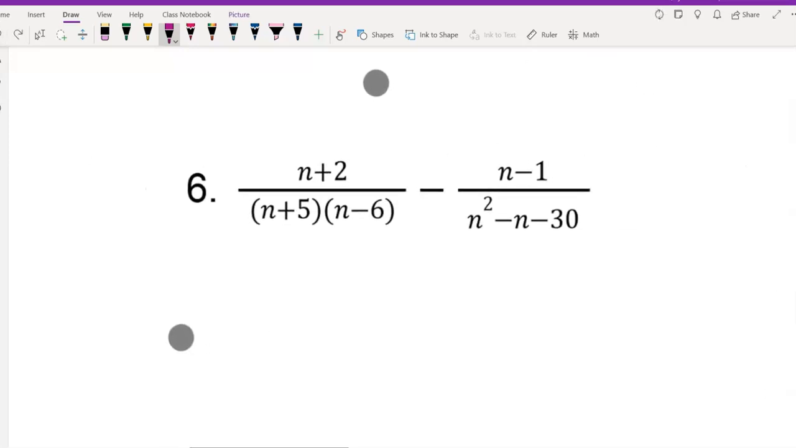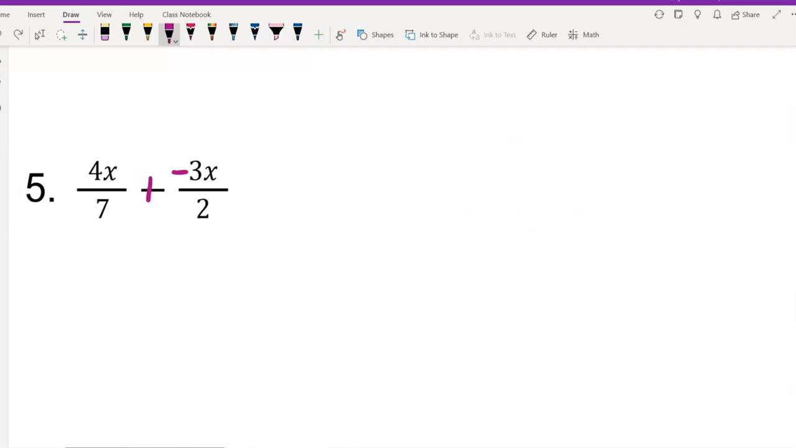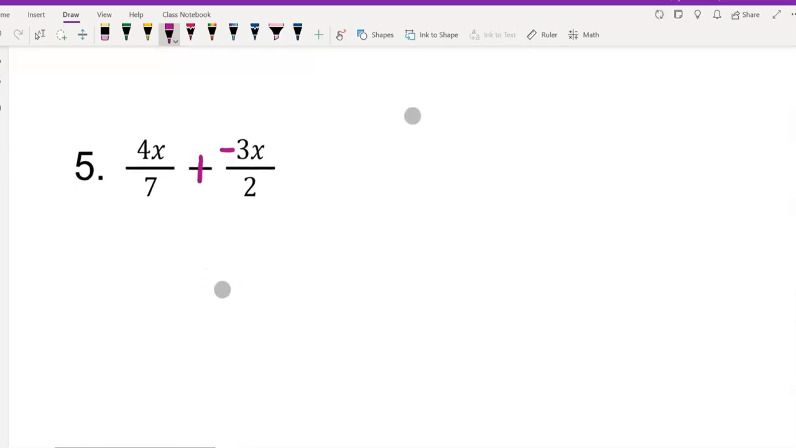Change the sign to a plus sign and distribute the negative. Change the signs of this. Okay, same thing we did here. We'll do that one more time. Change it to addition, distribute the negative.